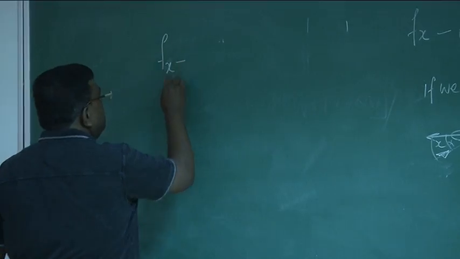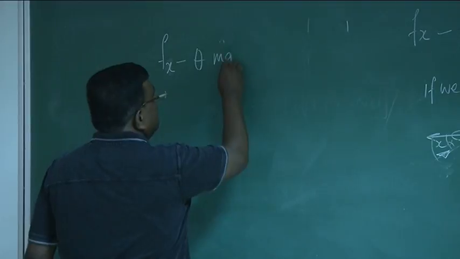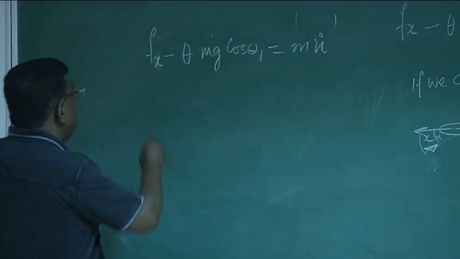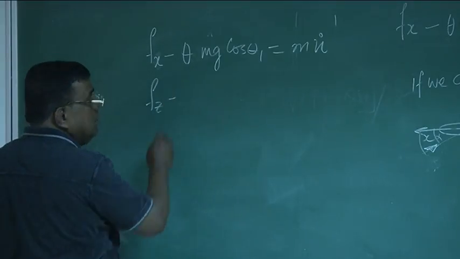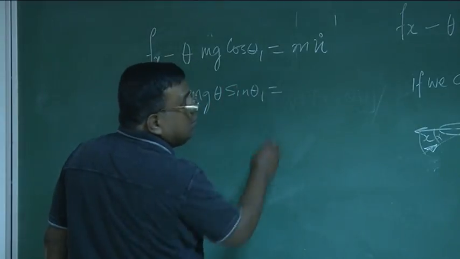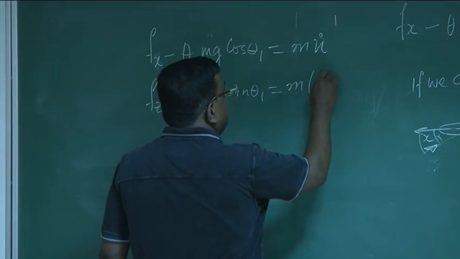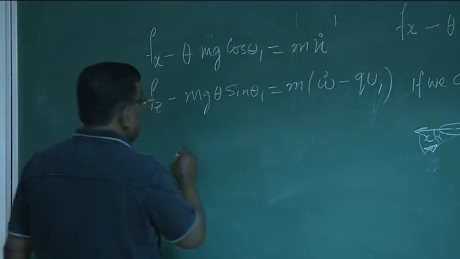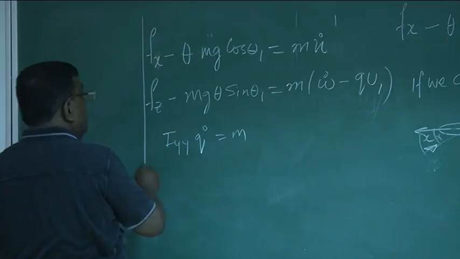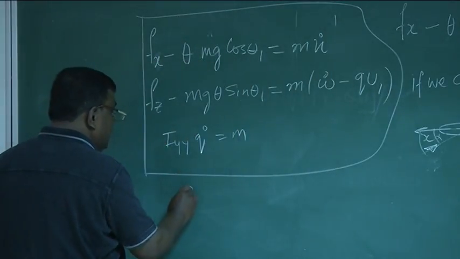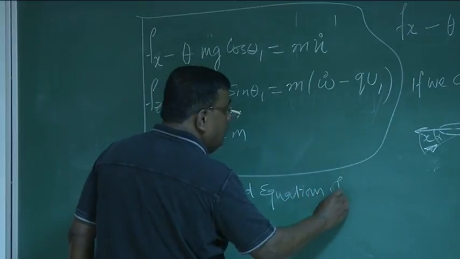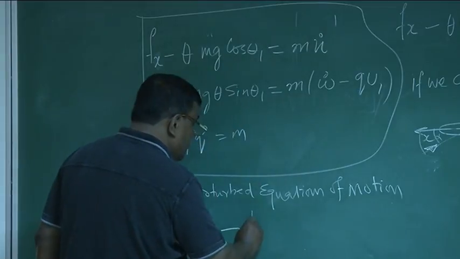So what are the equations you got? Fx minus theta into mg cos theta 1 is equal to m u dot, then Fz minus mg theta sin theta 1 equal to m(w dot minus q u1), and of course you also got Iyy q dot equal to m. These are the perturbed equations of motion, longitudinal case.